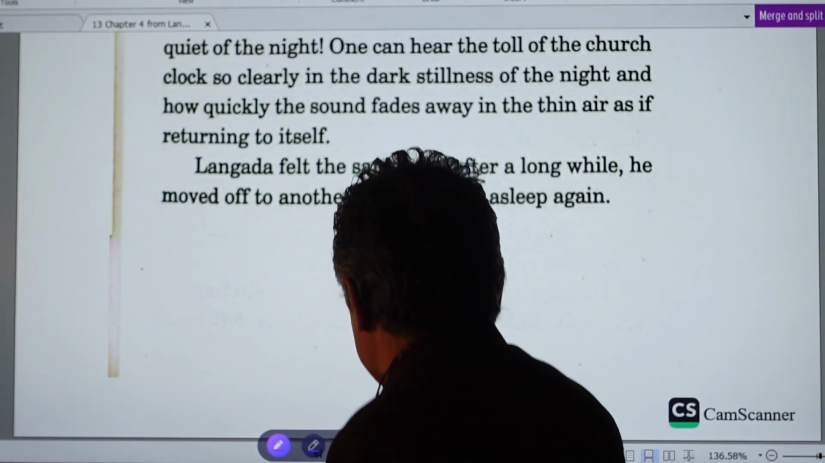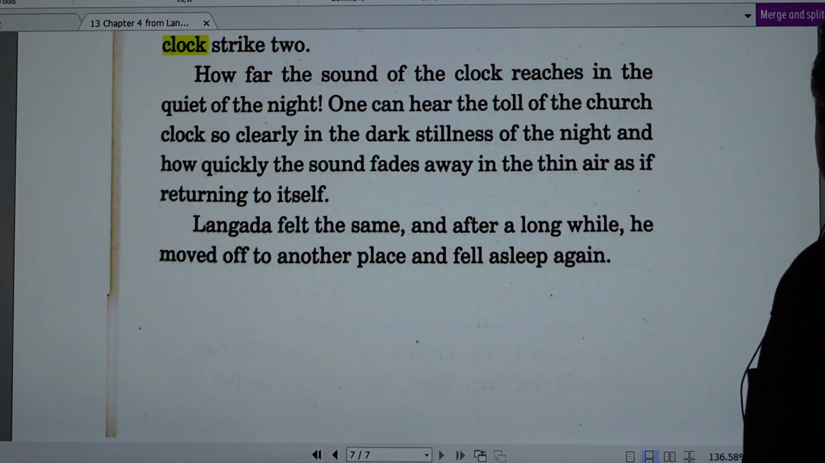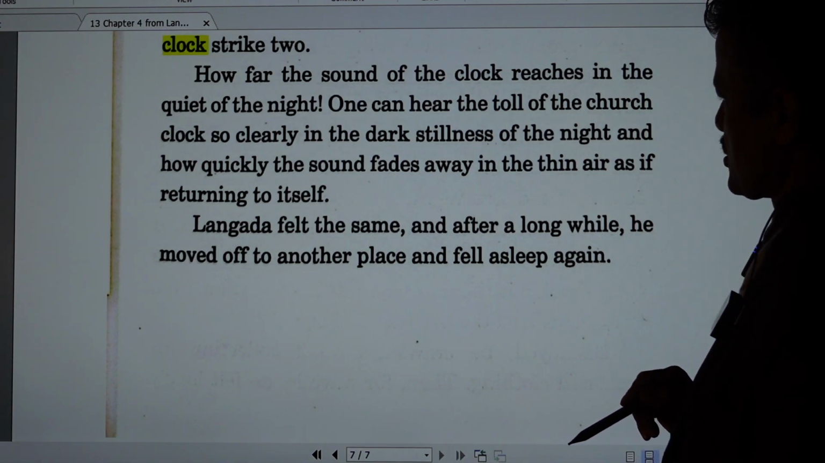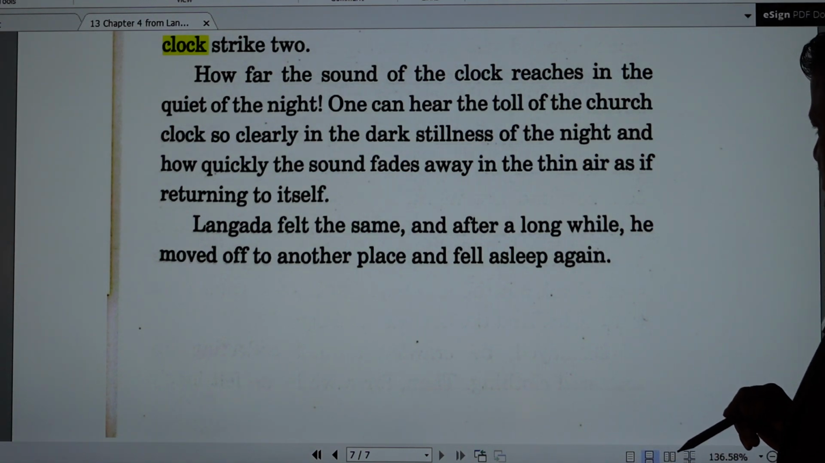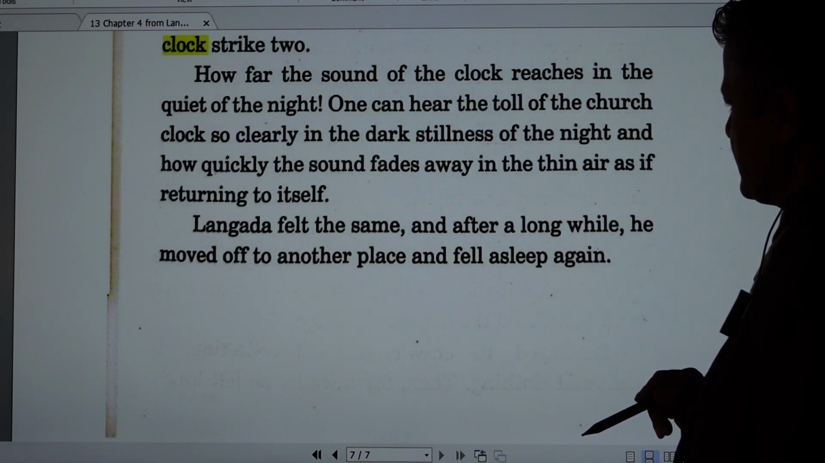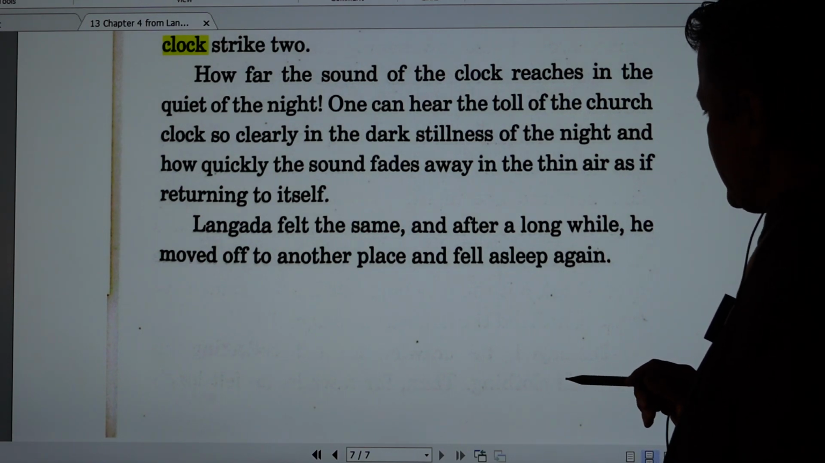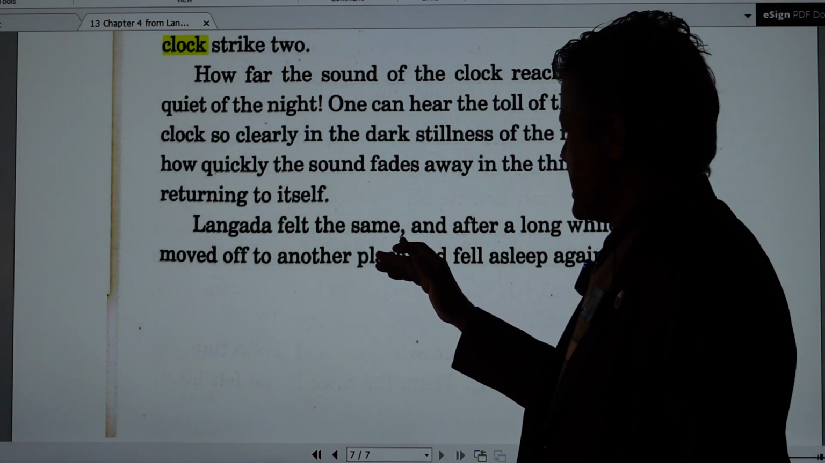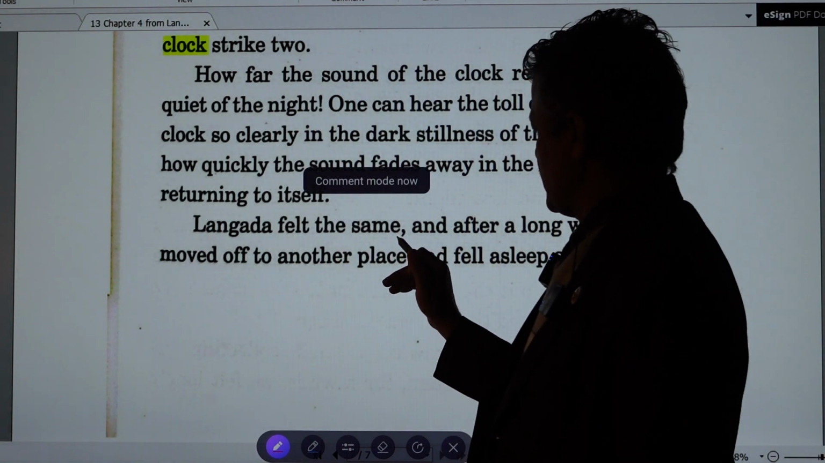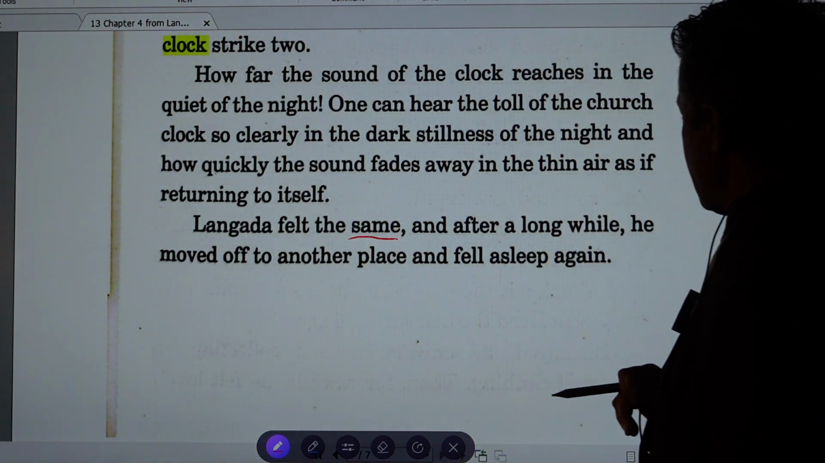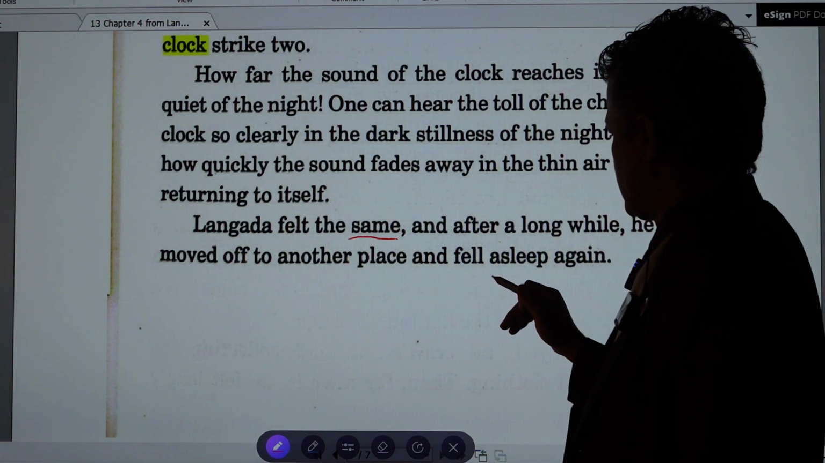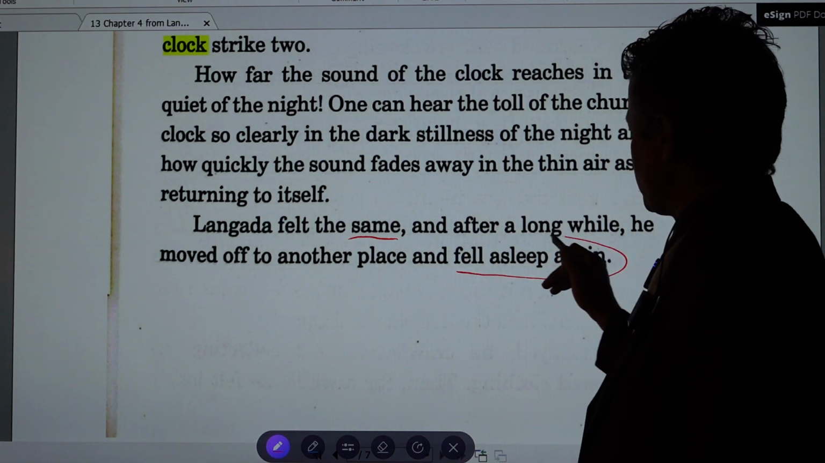How far the sound of the clock reaches in the quiet of the night, one can hear the toll of the church clock so clearly in the dark stillness of the night, and how quickly the sound fades away in the thin air as if returning to itself. Langada felt the same, and after a long while, he moved off to another place and fell asleep again.